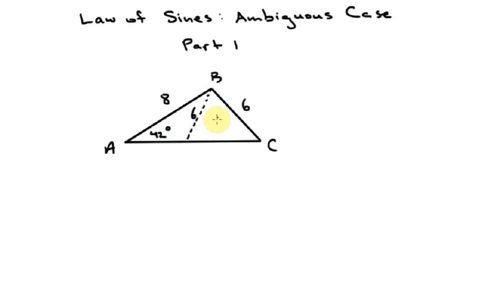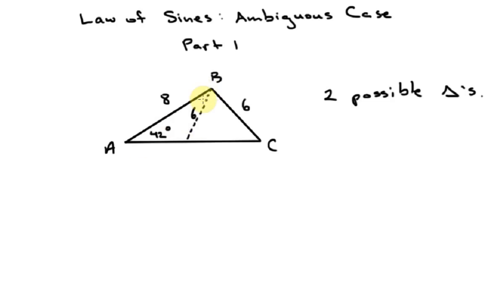Which one is it? So when you have the ambiguous case, there are two possible triangles that could occur. So really, it's not that big a deal. All you've got to do is accept that if you run into this, there are going to be two groups of answers. There's going to be an answer for the bigger triangle, and a set of answers for the little triangle here.